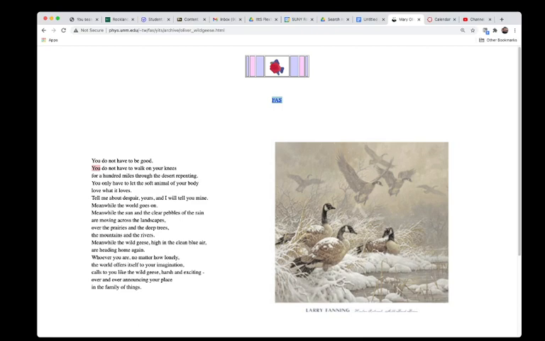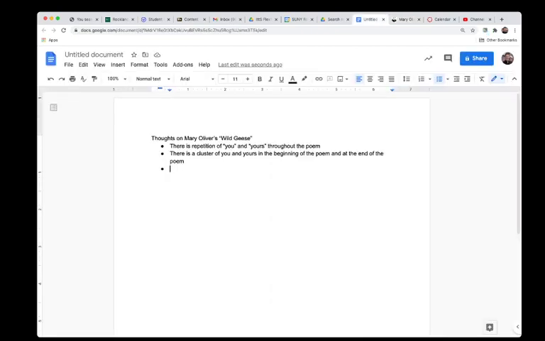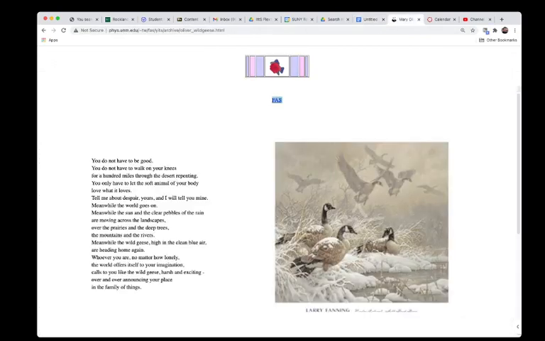Not only is you repeated and yours repeated, but there's also a whole phrase that is repeated. You do not have to be good, right? You do not have to walk. This is, you do not have to and verb. You do not have to and verb. That's called parallel structure. And even if we don't know that it's called parallel structure, we can tell that the same kind of construction is being used twice in a row in a sort of refrain. That's interesting, right? So we're going to take note of that. The first two lines repeat, you do not have to, plus verb.